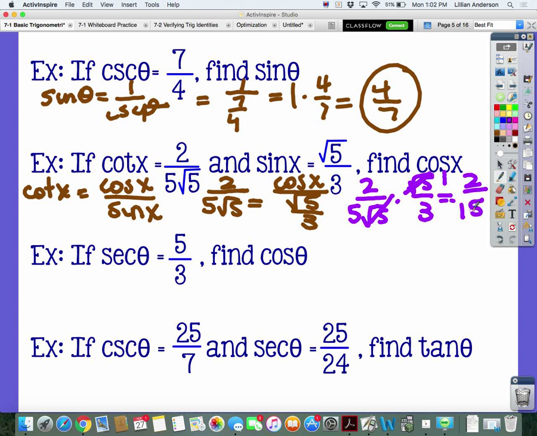Alright, now we have secant theta equals 5 over 3. You have to find cosine theta. Well, secant and cosine are reciprocals of each other, so cosine is nothing but the reciprocal of secant, which means all we have to do is flip it, and that will be 3 over 5. Basically, we're just using the identities to evaluate these problems.